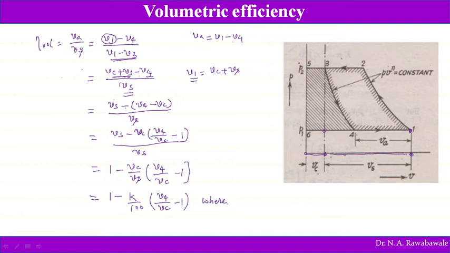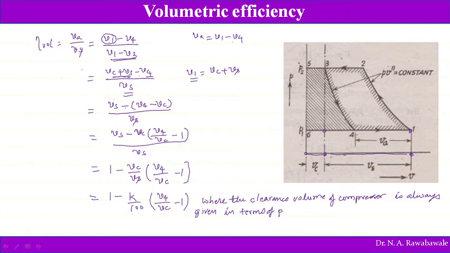the clearance volume of compressor is always, even in terms of percentage of stroke volume, denoted by K, term K.